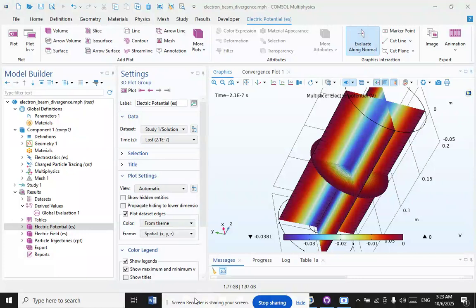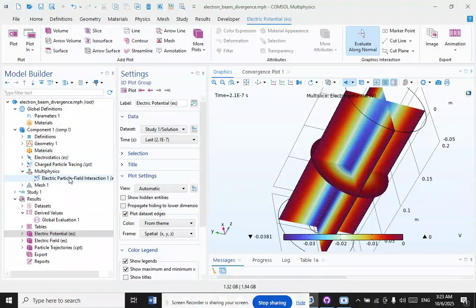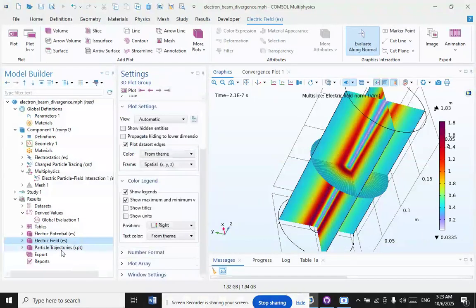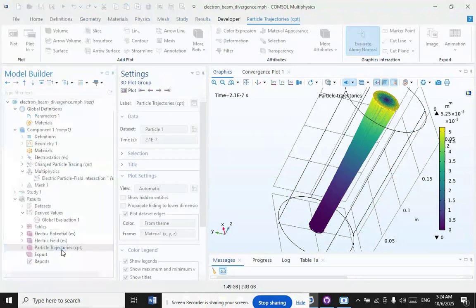And now you can see that I have used the Charged Particle Tracing and Electrostatics interfaces here for multiphysics. There is electric particle field interaction between these two, and you can see electric potential, electric field based on volt per meter here, and particle trajectories.